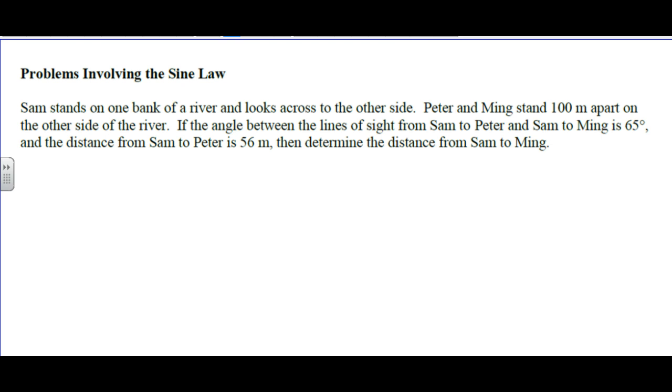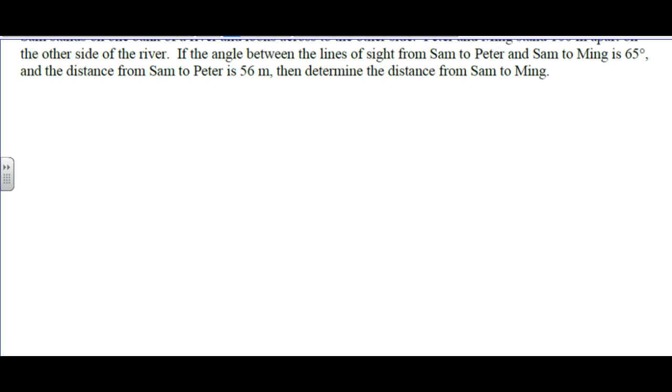Sam stands on one bank of a river and looks across to the other side. Peter and Ming stand 100 meters apart on the other side of the river. If the angle between the lines of sight from Sam to Peter and Sam to Ming is 65 degrees, and the distance from Sam to Peter is 56 meters, then determine the distance from Sam to Ming.